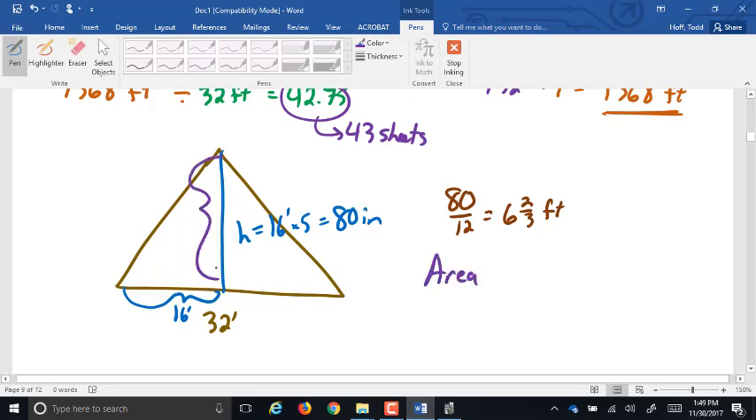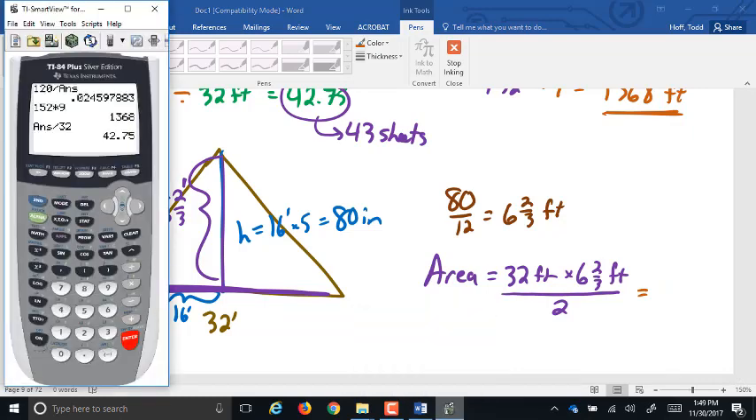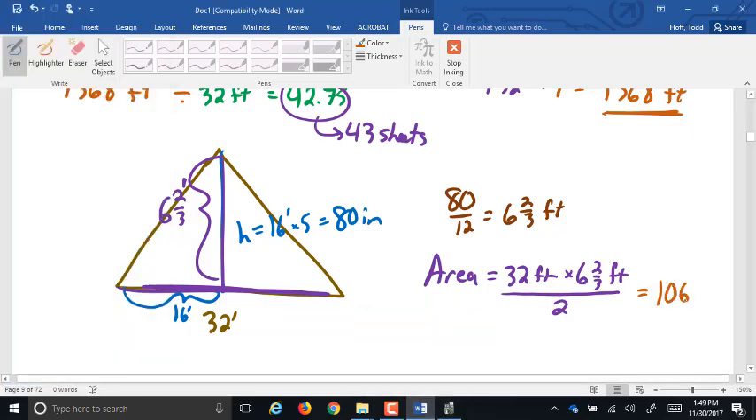So if this height is 6 2/3 feet, what's the area of that gable end? Well, it's 32 feet on the base times 6 2/3 feet tall divided by 2 because it's a triangle, right? Which is going to give us 106.67, and that is square feet.